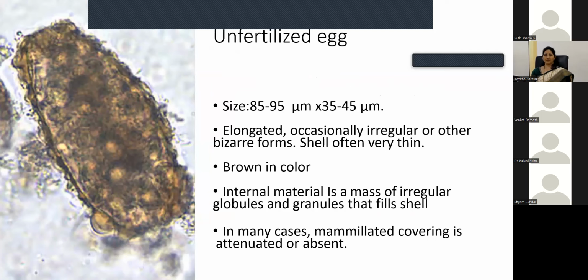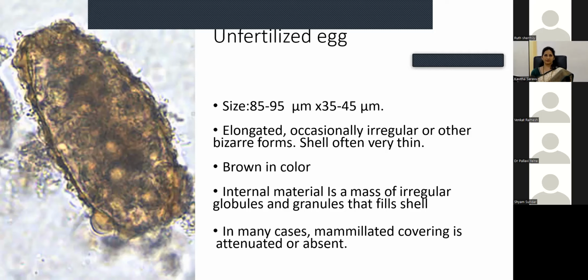They are brown in color, and the internal material is a mass of irregular globules and granules that fills the shell. In many cases, I've seen that the mammillated covering is attenuated or absent. These unfertilized eggs are not infective. They may easily disintegrate. That's very important.